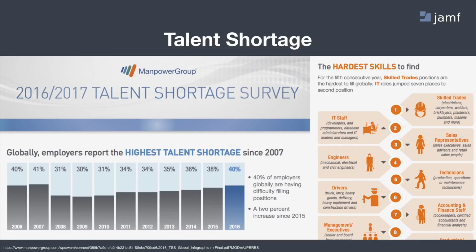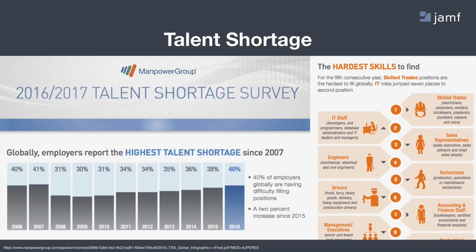And to highlight some of these facts, we found some interesting statistics. This is a report here from Manpower Group that highlights that employers are reporting the highest talent shortage that they're seeing since 2007. And they're really having a hard time finding good skills. So finding IT staff, finding sales reps, finding engineers, finding technicians, finding management executives. A lot of these people are knowledge workers, people that would be on a computer almost all of the time.